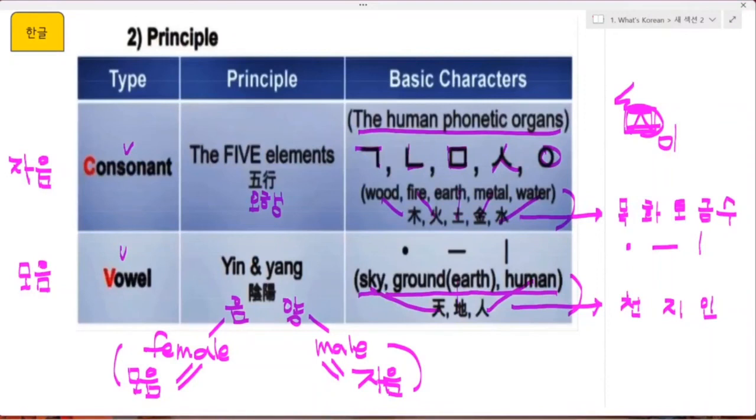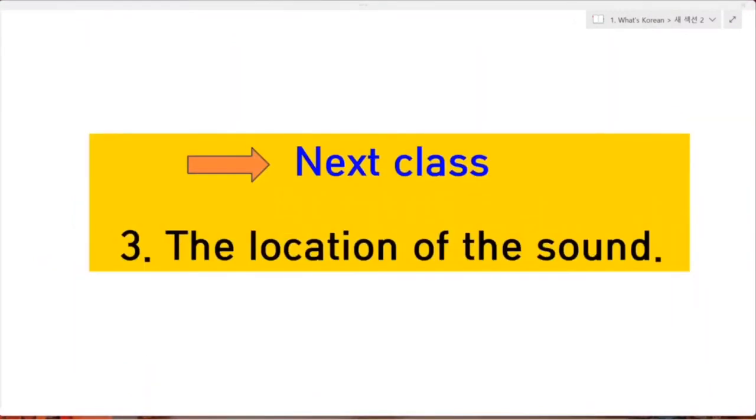That's it for today's lesson. Next class is the location of the sound.